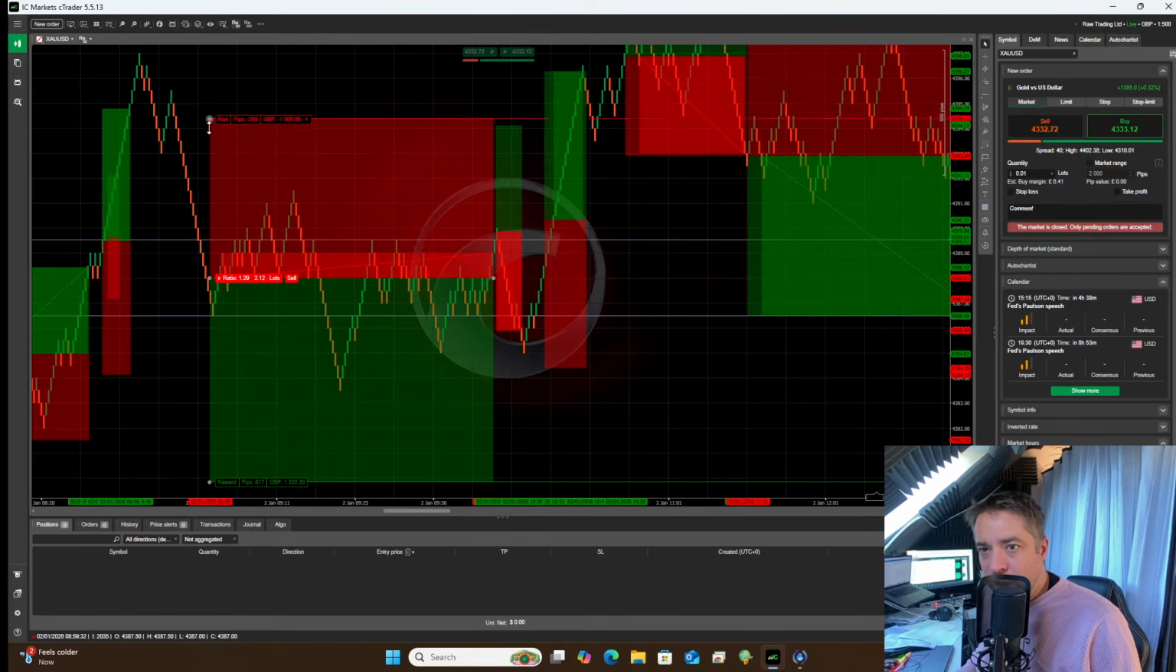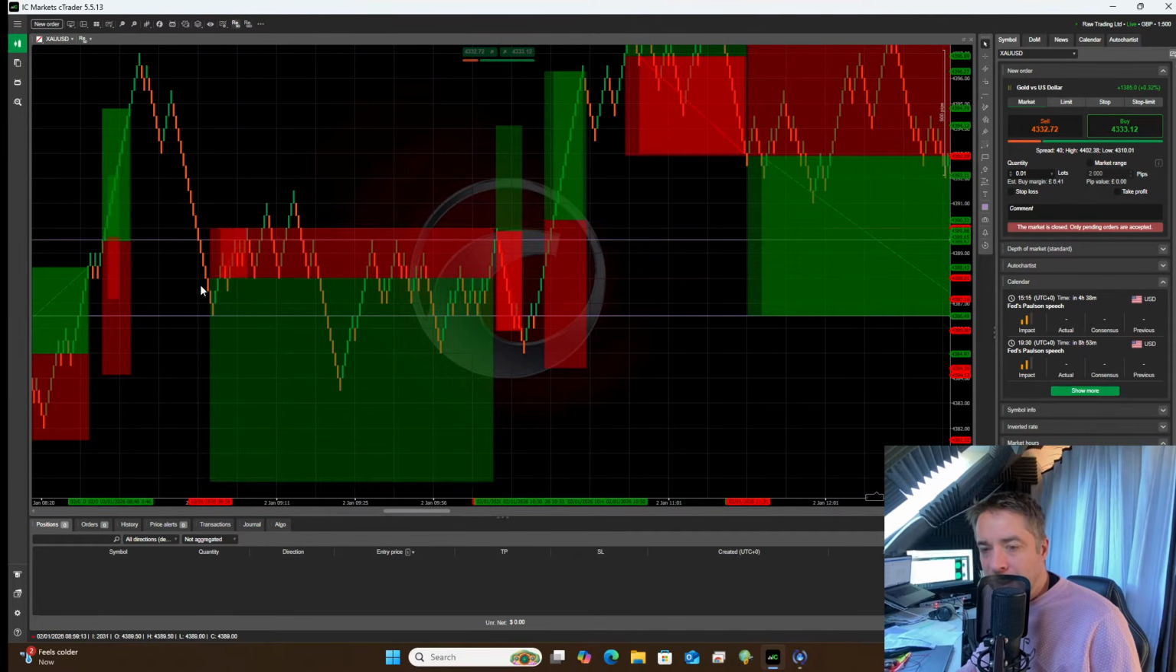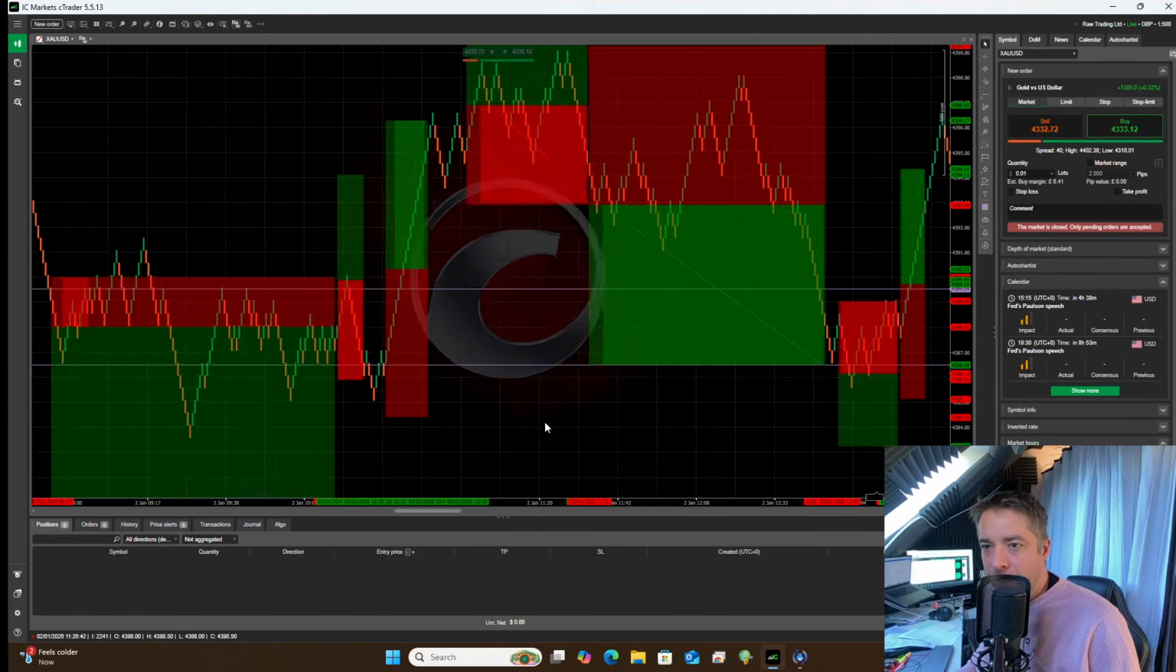You could bring your stop loss down here at that point, and you would get stopped out here. That's probably how I would play it, just to take a bit of risk off the table.